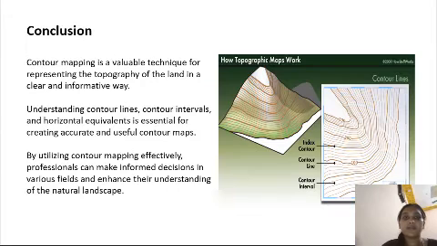Conclusion. Contour mapping is a valuable technique for representing the topography of the land in a clear and informative way. Understanding contour lines, contour intervals, and horizontal equivalence is essential for creating accurate and useful contour maps. By utilizing contour mapping effectively, professionals can make informed decisions in various fields and enhance the understanding of the natural landscape.